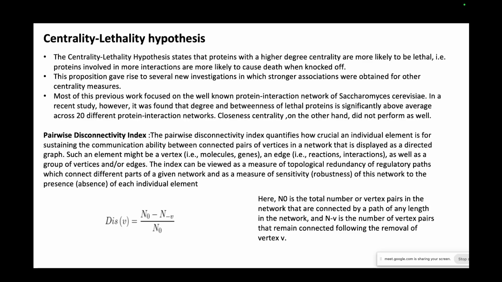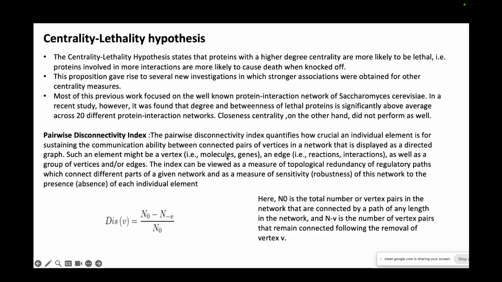Another concept following this is the pairwise disconnectivity index. It's basically quantifying how crucial an individual element is for sustaining communication ability between connected pairs of vertices in a network that is displayed as a directed graph. This is the formula for that, where n naught is the total number of vertex pairs in the network that are connected by a path of any length, and nv is the number of vertex pairs that remain connected following the removal of vertex v, and then you divide it by n naught.